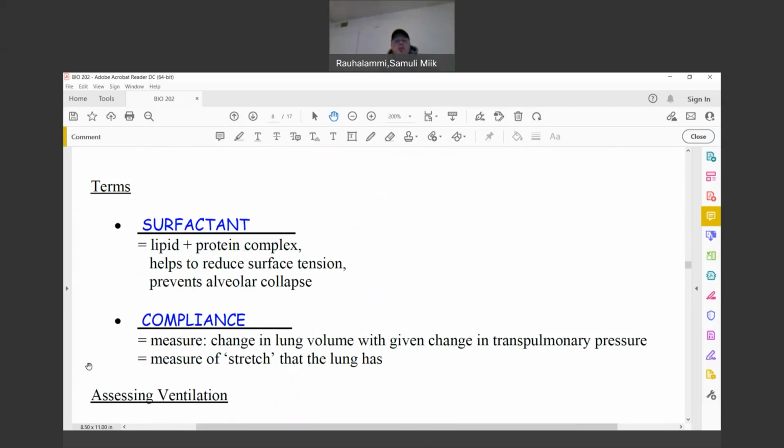First of all, it helps to reduce the surface tension at the level of alveoli, so this exchange of the gases occurs more efficiently, but it also prevents these alveoli, these very, very thin, small microscopic structures, from collapsing. The term compliance, instead, I think of it as referring to the measure of the stretch that the lungs have. You've got a little bit more complete description there at the top as well.